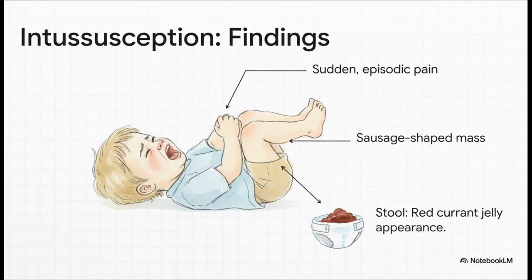So the whole clinical picture looks like this: sudden, severe, episodic belly pain. The child will be fine one minute and then suddenly start screaming and pulling their knees up to their chest. Then, 15 minutes later, they might be totally fine again until the next wave hits. On your physical exam, you might also feel a sausage-shaped mass in their abdomen. It's a very clear presentation that tells you this is a medical emergency.